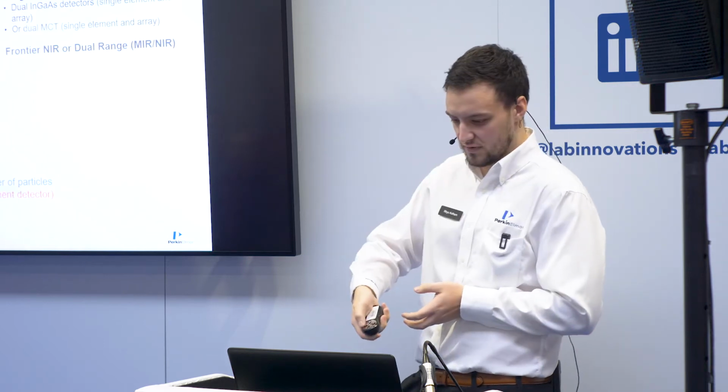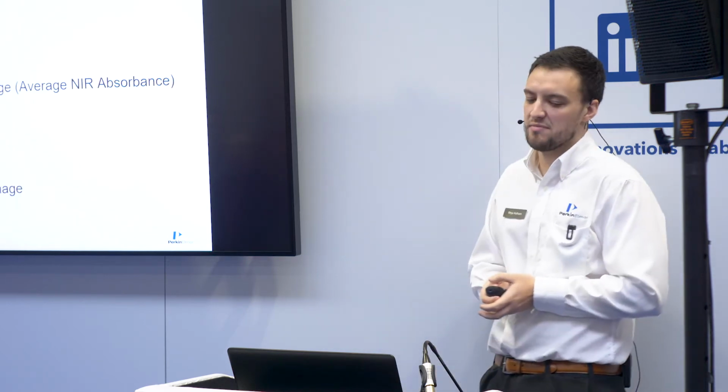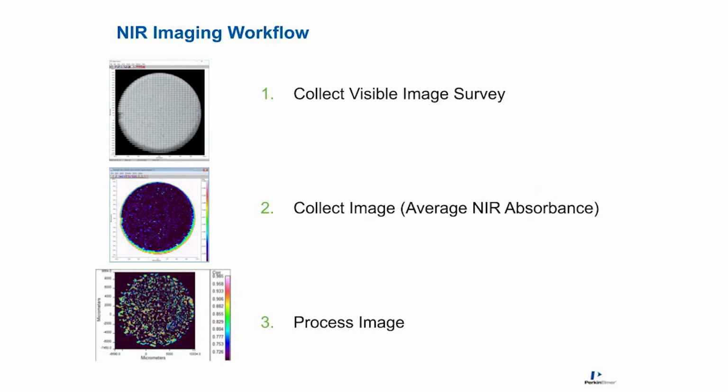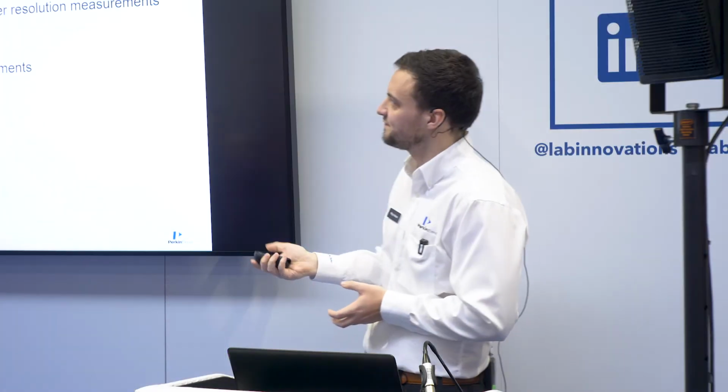So there we go. In terms of the workflow, we would collect our visible image survey of the tablet, so you can see here a nice white circle. We then collect the image data, which produces what we call an average near-infrared absorbance map, and then we process the image of that data to get to the conclusions.